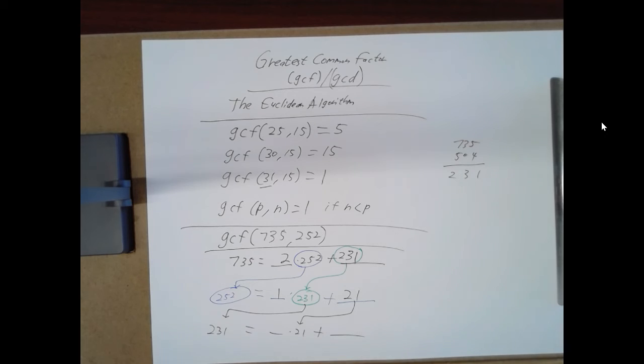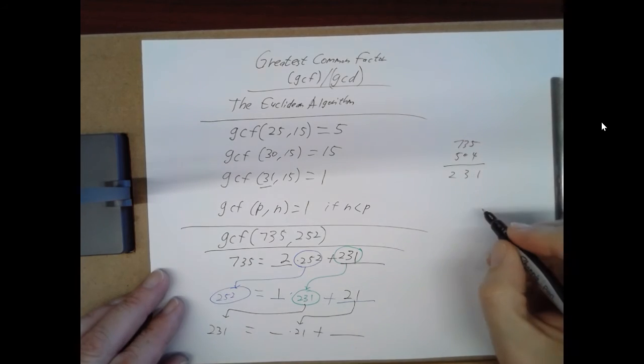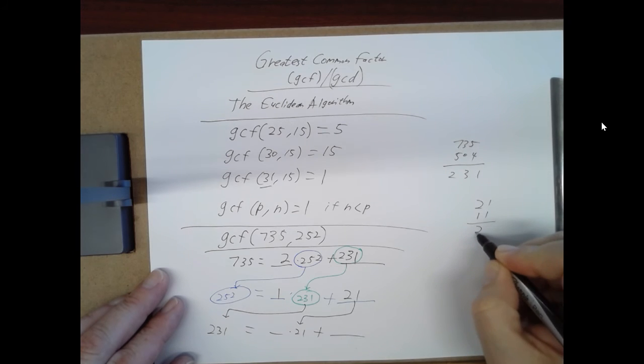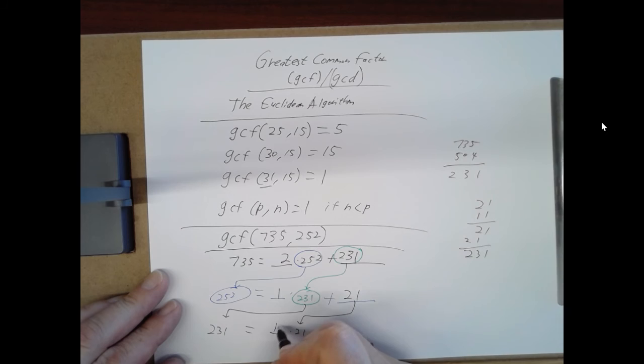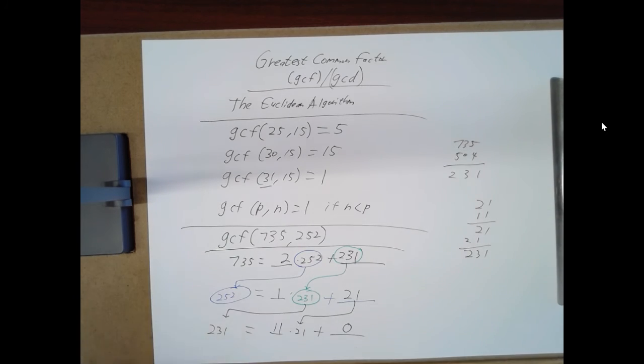So how many times can 21 go into 231? I think it's going to be 11, and it goes in exactly 11 times. So 11 times 21 plus 0. Once you get down to this point where you have a remainder of 0, this is your GCD.